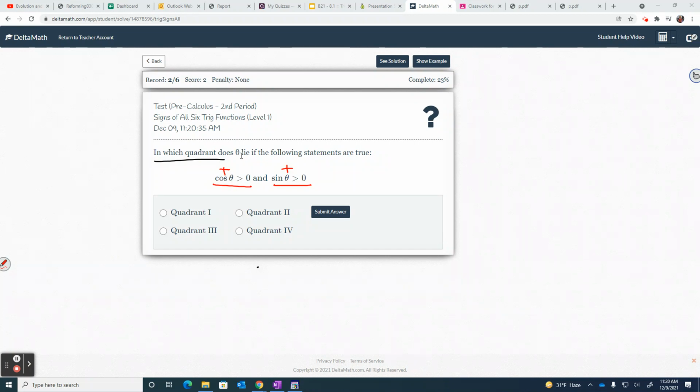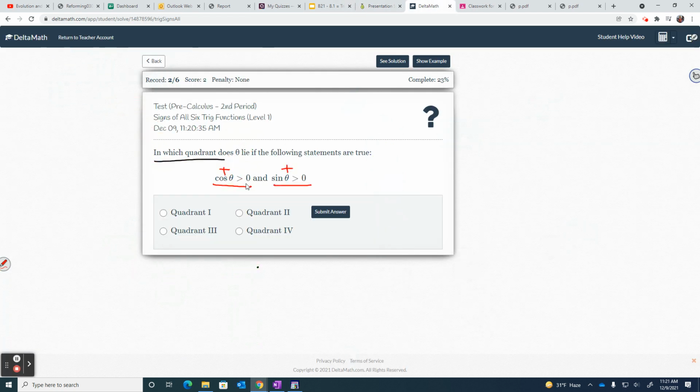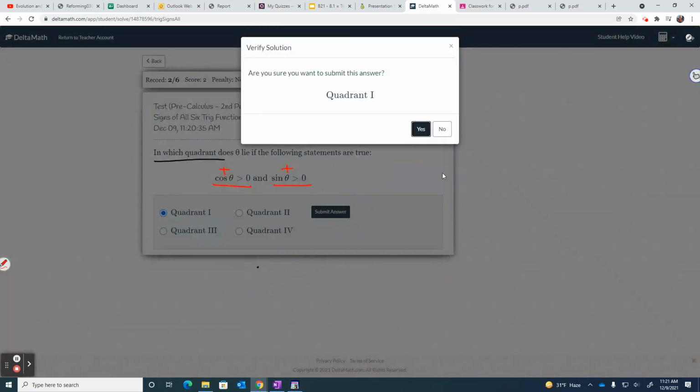So then you're going to look at your little sheet there, this little chart. Where are both sine and cosine positive? Yeah, quadrant 1 is the only one where they're both positive. So we're just going to select quadrant 1.